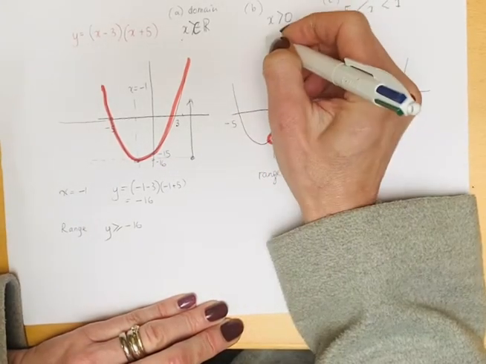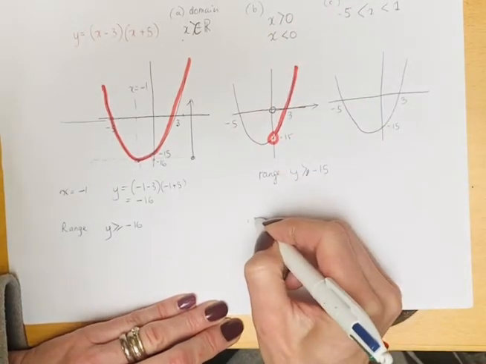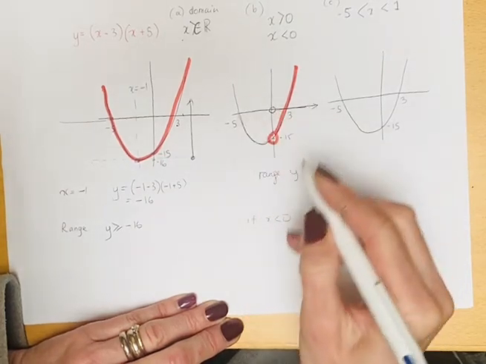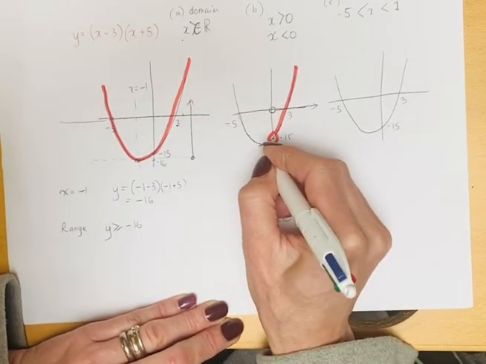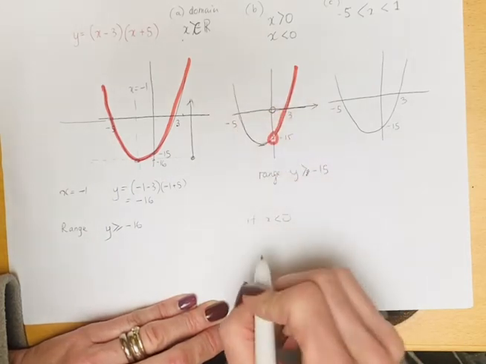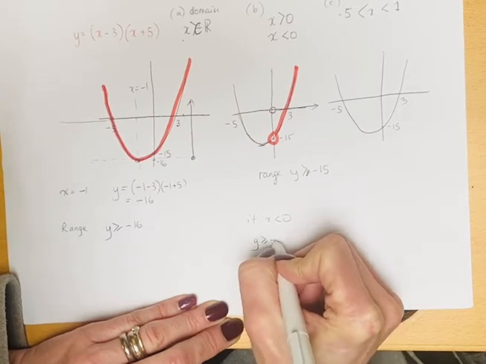Now, if they ask me for the range where x is less than 0, then we're talking about this side. Then you're going to go all the way down to -16 and then up to infinity. So y is greater than or equal to -16.